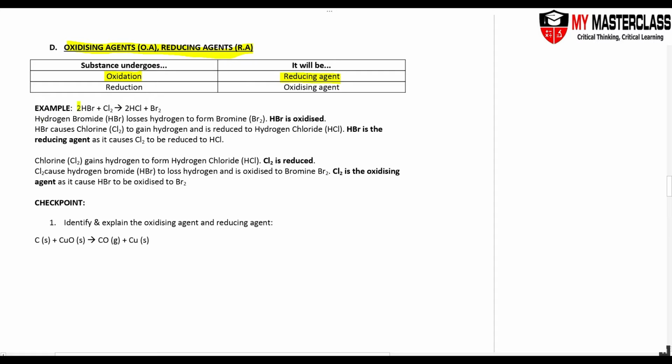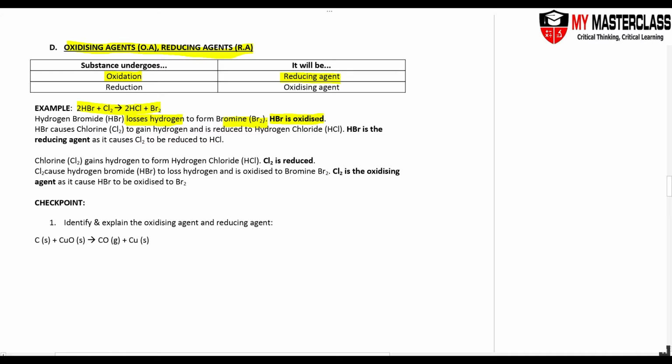In this equation, I have 2HBr, my hydrogen bromide, plus chlorine, giving you hydrogen chloride plus Br2. We can explain it this way. Hydrogen bromide loses hydrogen to form bromine, so HBr is oxidized, right? Because the oxidation definition is gain oxygen, lose hydrogen. Since HBr loses hydrogen, it is oxidized.